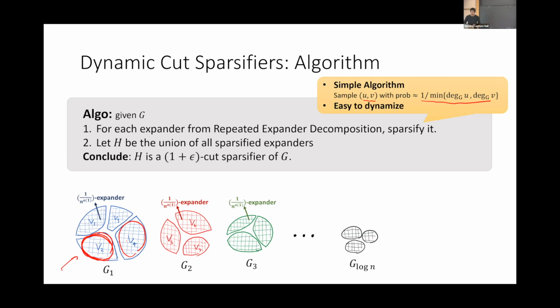And I claim that this is a good cut sparsifier. Why is this correct? This is correct because this is where I use a structural property of cut sparsifiers. Cut sparsifiers are decomposable in the following sense: if you have a union of sparsifiers, the union of the sparsifiers is a sparsifier of the union. So when you take the union of each of these sparsifiers, it's just going to be a sparsifier of the original graph.